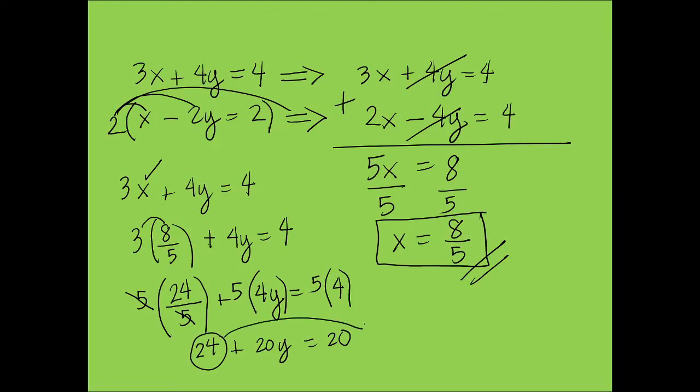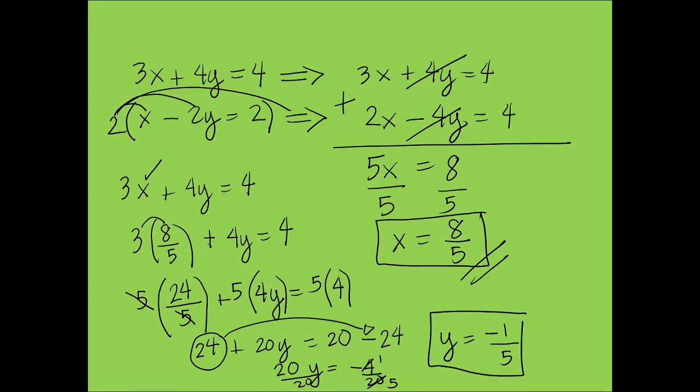Transpose this to the other side. So we now have 20y is equal to, what's 20 minus 24? Negative 4. Dividing both sides by 20. Y is, reduce, 4 over 20. It can be reduced further to 2 over 10, 1 over 5. Negative 1 over 5. For that 4 over 20, divide both numbers by 4. 4 divided by 4 is 1, 20 divided by 4 is 5. And the negative sign, you have it there.